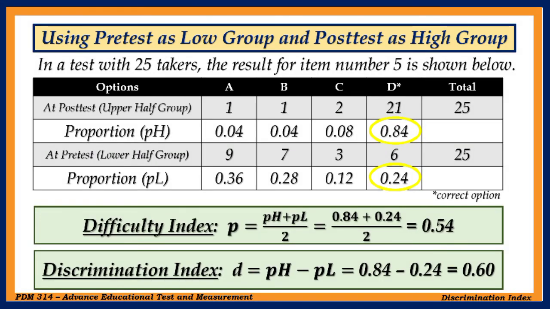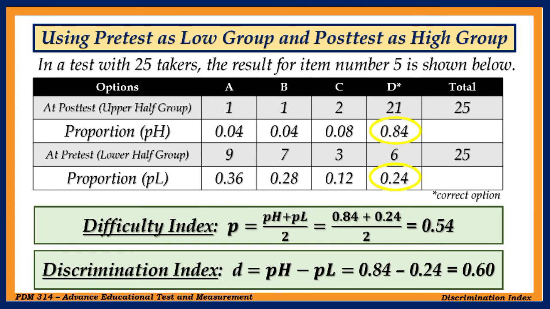Now let us have the pre-test as the low group and the post-test as the high group. Here is our example. In a test with 25 takers, the result for item number 5 is shown below. The proportion of the high group in the correct answer, which is letter D, is 0.84, while the proportion of the low group is 0.24. The difficulty index is 0.54, while the discrimination index is 0.60.